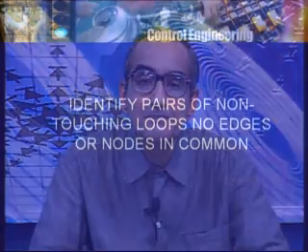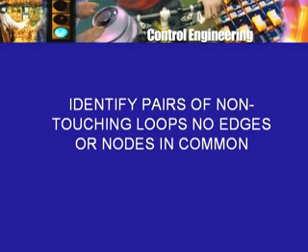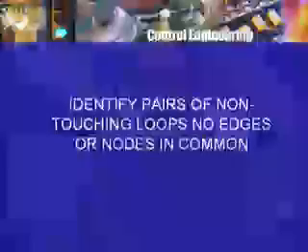So the next thing to identify are pairs of non-touching loops, that is two loops which do not touch one another. Touch meaning they should not have an edge in common, they should not have even a node in common. So we have to identify all such loop pairs and then take the product of the loop gains of these loops, find all such non-touching loop pairs, the product of the loop gains, and then add them up, and that gives us the next term in the expression for delta.